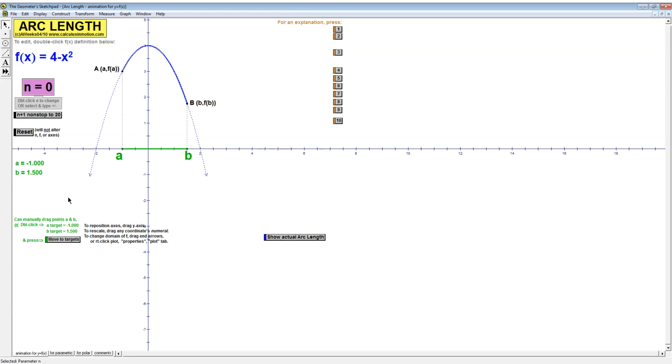This is a quick introduction video about the idea of identifying how to find the length of an arc. So we see our arc right here in blue. It's part of the function f of x equals 4 minus x squared.